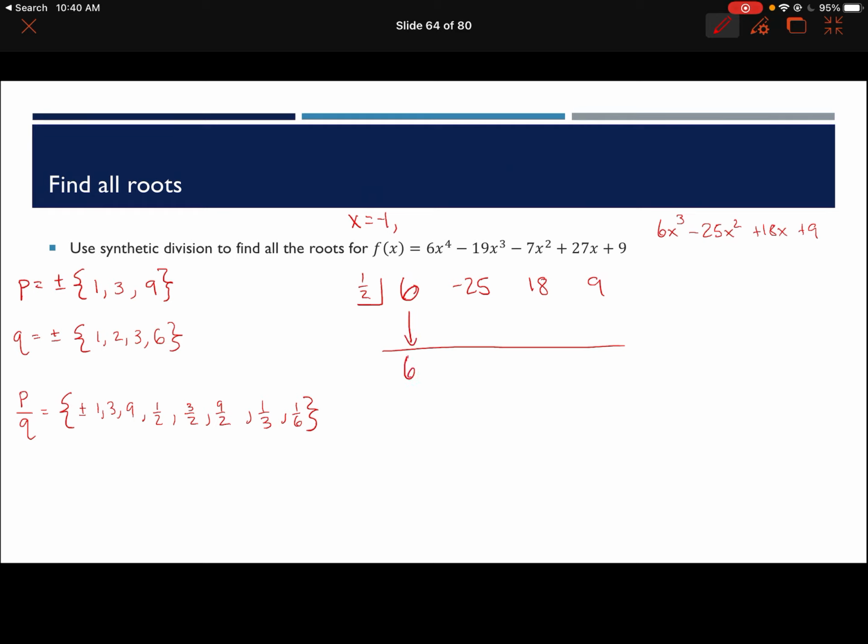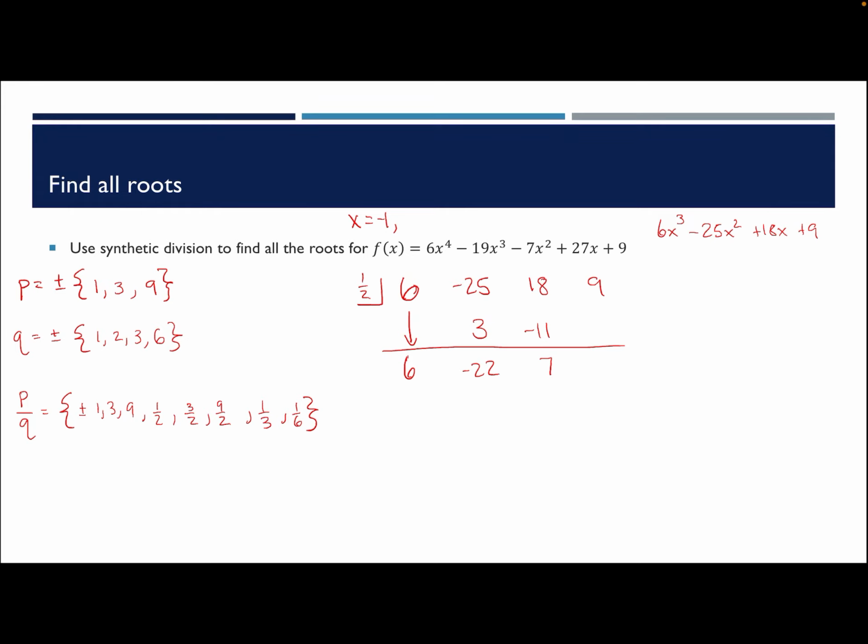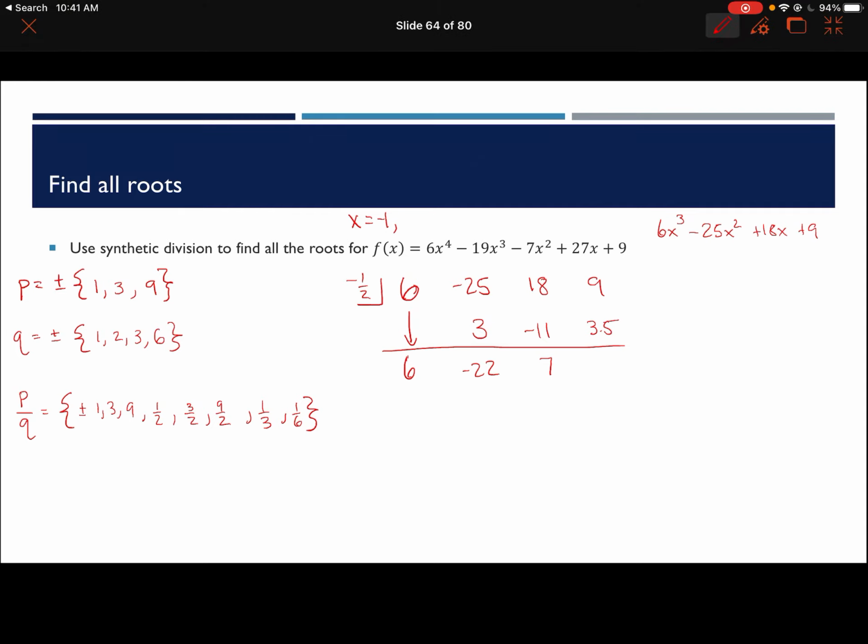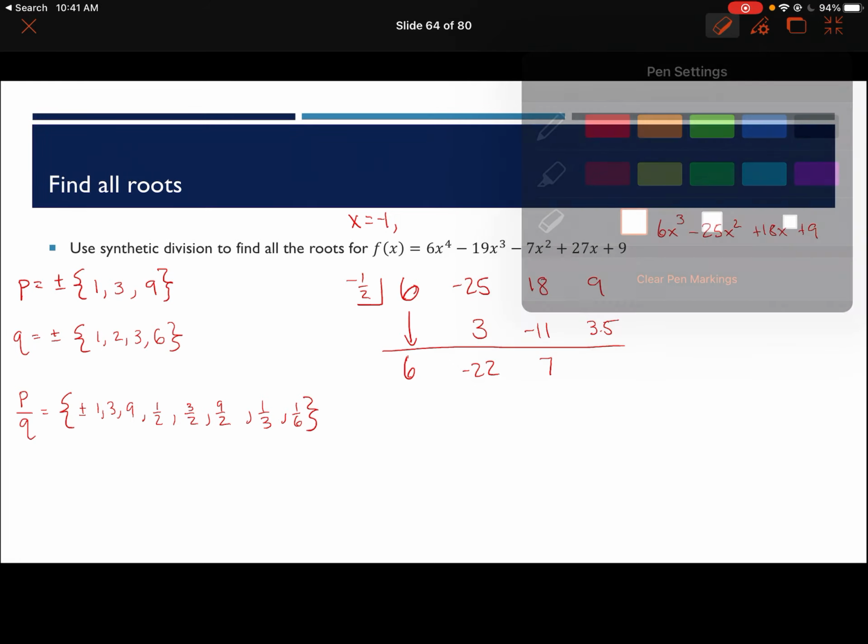We'll bring down our 6. 1/2 times 6 is 3. -25 plus 3 is -22. Half of -22 is -11. 18 minus 11 is 7. And 1/2 times 7 is, we'll say like 3.5. And when you add those, you don't get 0. So 1/2 doesn't work. Next, we'll try -1/2.